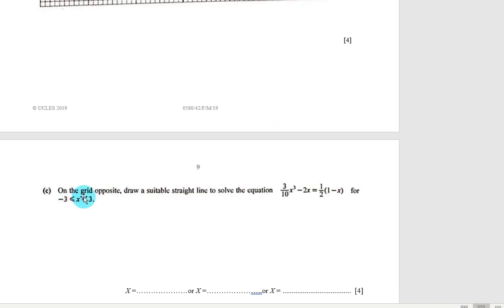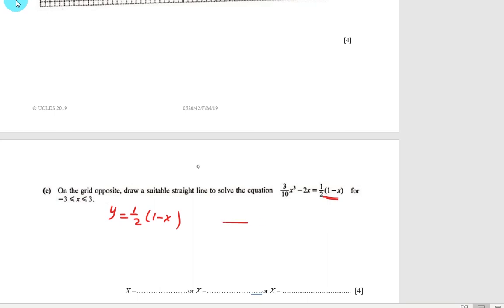The second question on the grid also. On the grid opposite, draw a suitable straight line to solve this equation. So you need me to draw the straight line for which equation? For y equal to this part now, half times 1 minus x.